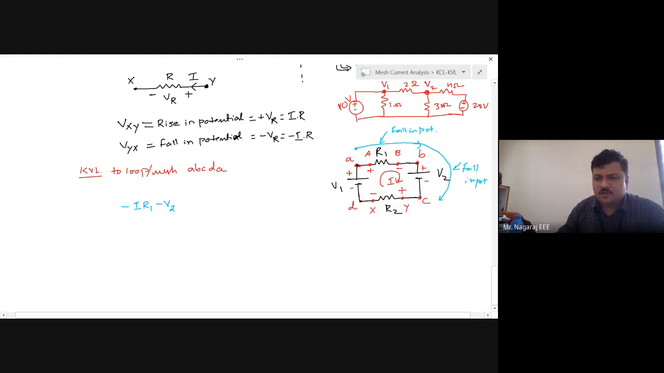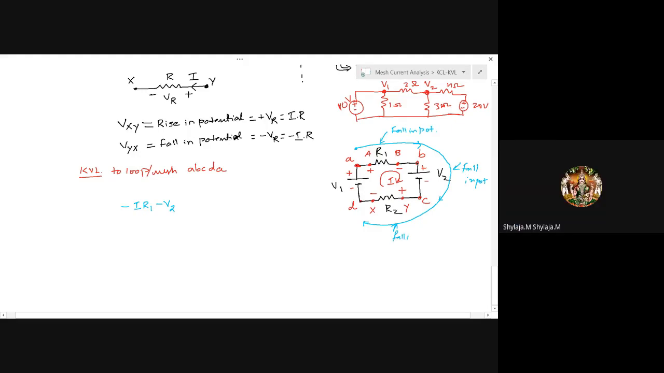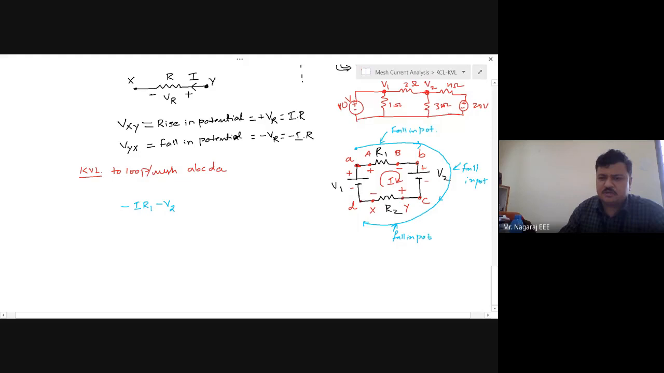Now further, coming from C to D. C is at a higher potential point, D is at a lower potential point. The current flowing through R2 is I. So this is again minus IR2, a fall in potential. That is minus I into R2.